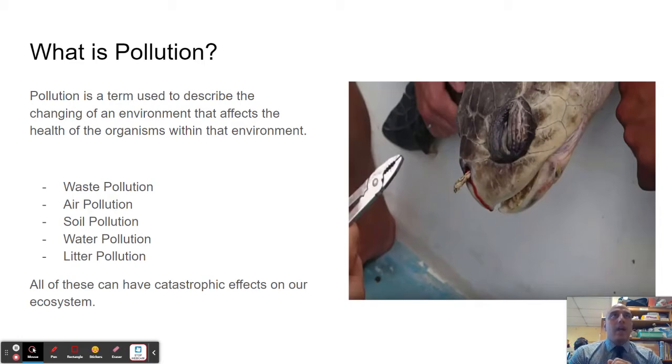So, for instance, if I had some bad gases in the atmosphere, sulfur dioxide, carbon monoxide, that would be deemed air pollution. If I had some chemicals in the water like mercury or lead, then that would be water pollution. In this example, there's a straw in the sea turtle's nose. That would be an example of litter pollution, which was in the water. So anything that makes an environment inhabitable or hurts an organism is going to be deemed pollution. There are many different types: waste pollution, air pollution, soil pollution, water pollution, litter pollution. All of these can have catastrophic effects on organisms.